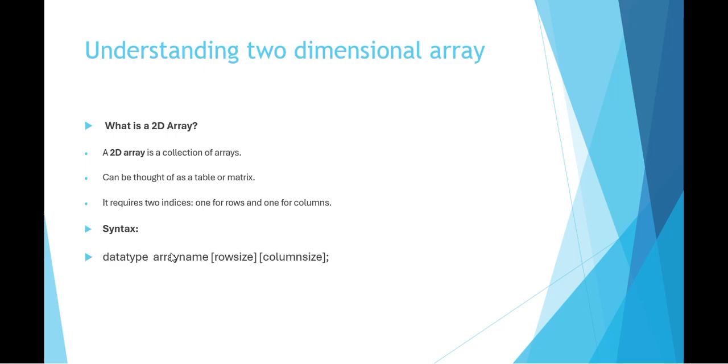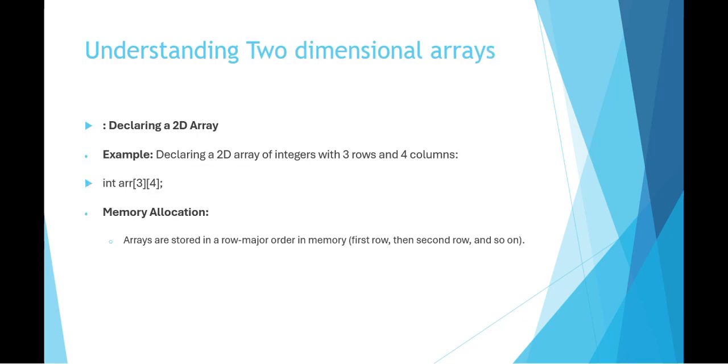This is the syntax for a two-dimensional array: data type, array name, row size, and column size. Row size and column size are the indices. Next, declaring a two-dimensional array. Example: declaring a two-dimensional array of integers with 3 rows and 4 columns. int array[3][4]. Int is the data type, array is the array name, 3 is the row size and 4 is the column size.